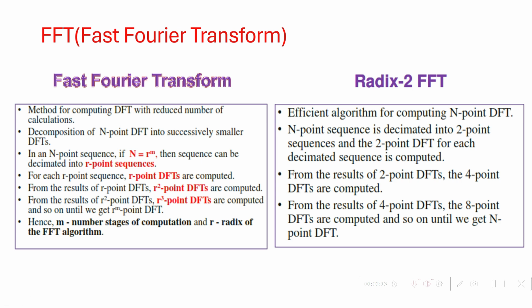In this, we have different radixes. Generally we use the radix-2 FFT. This is the efficient algorithm for computing the N-point DFT. Here, the N-point sequence is decimated into 2-point sequences. Then, from the result of the 2-point DFT, we can compute the 4-point DFTs. From the result of the 4-point DFT, we can compute the 8-point DFT and so on.